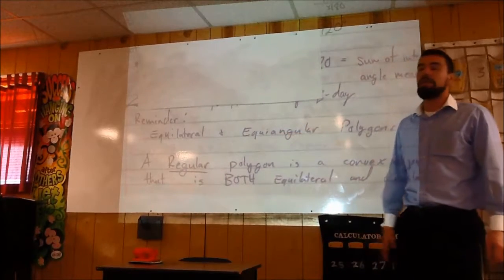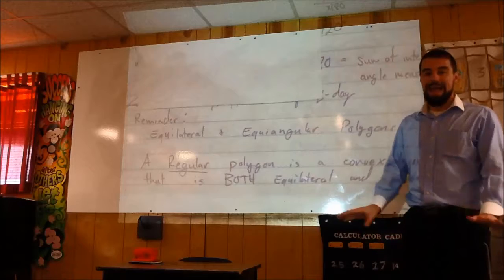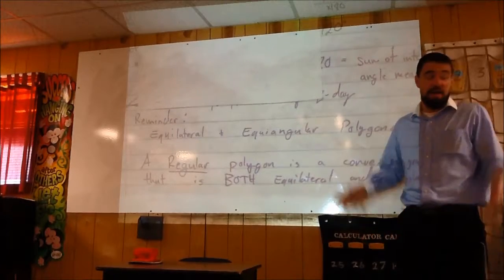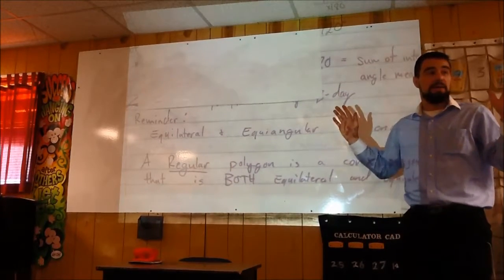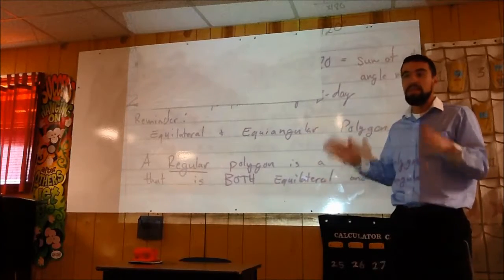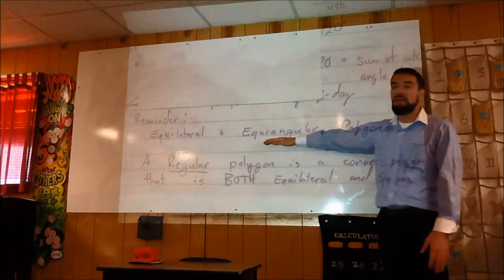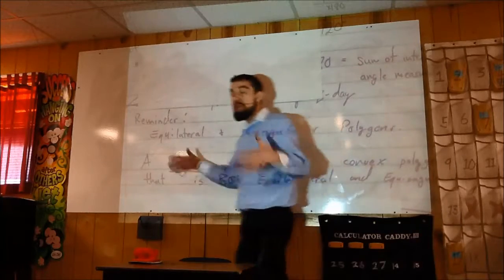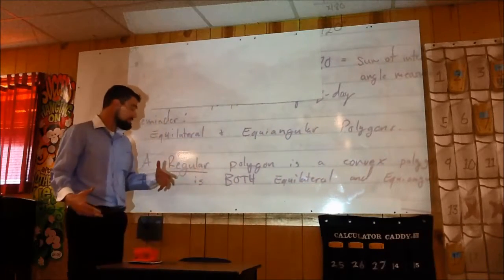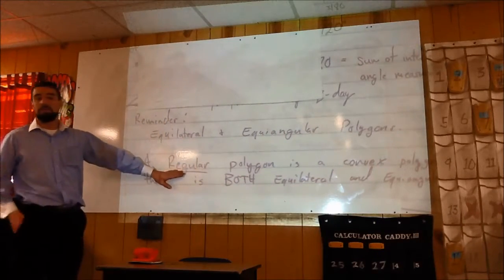What does equiangular mean? All the angles are congruent of that polygon. However many sides it has, it doesn't matter. This is not talking about one specific polygon. It just means all the angles are congruent. Well, when you have both at the same time, we call that a regular polygon.